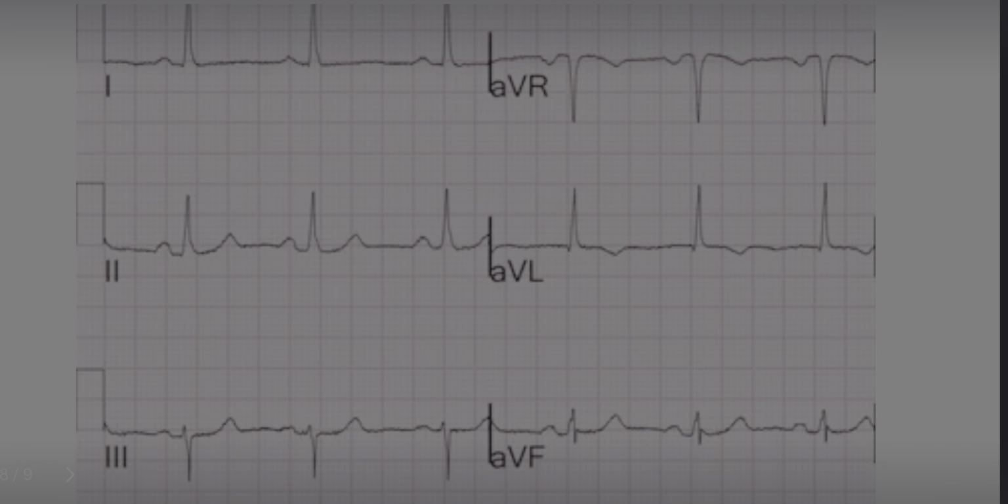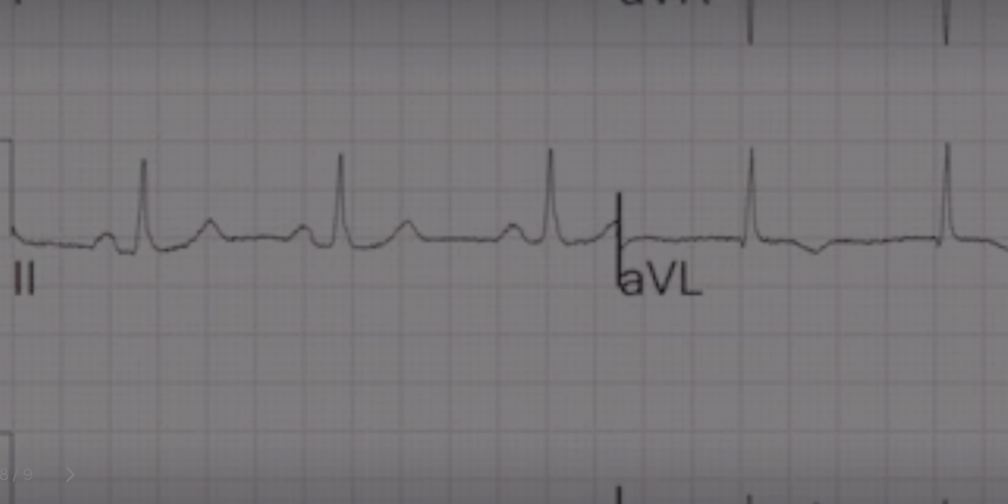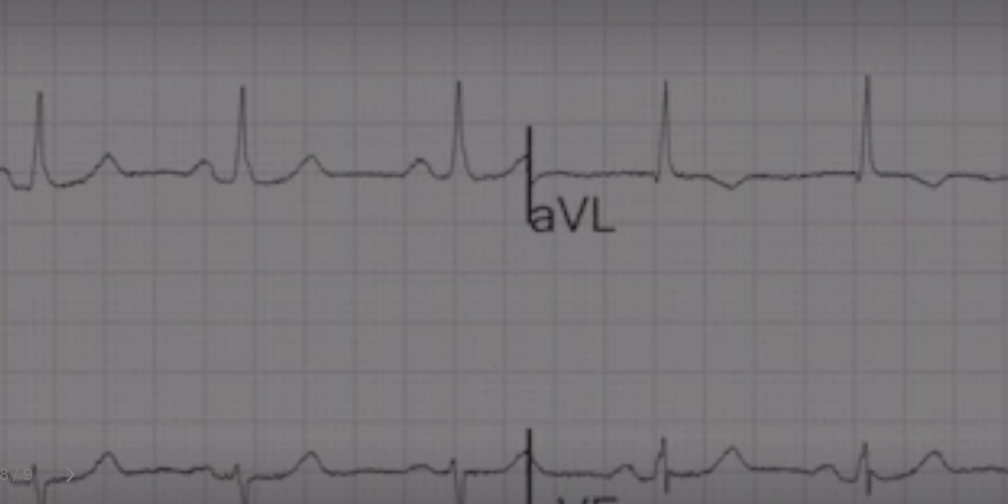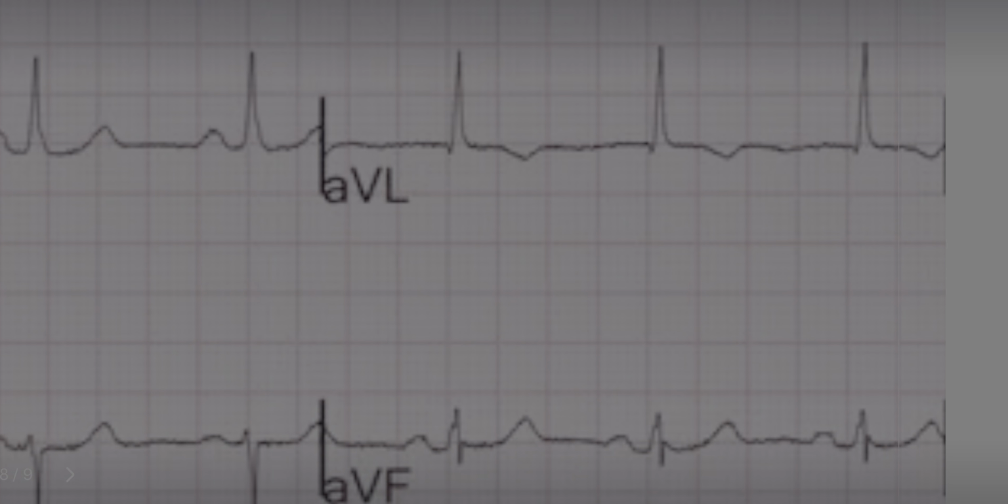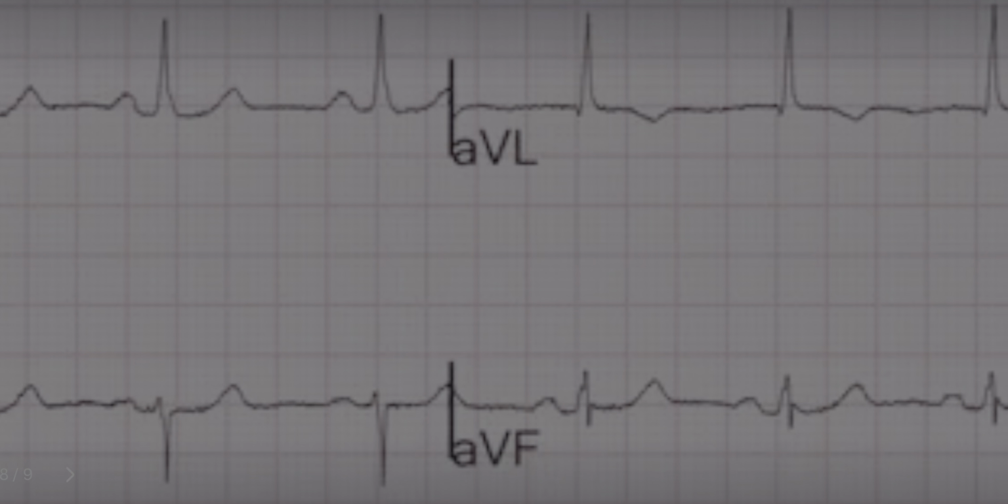And there is also a minimal ST depression in lead 2 and lead aVF, which you can make sure of from this ECG.